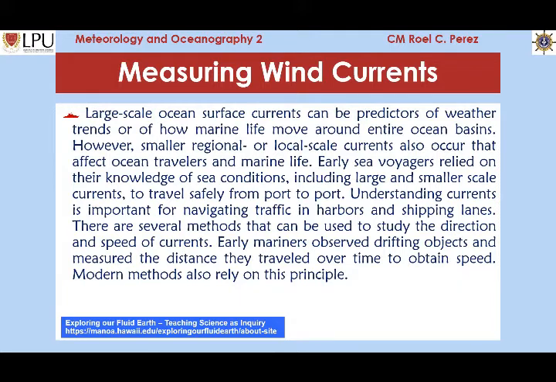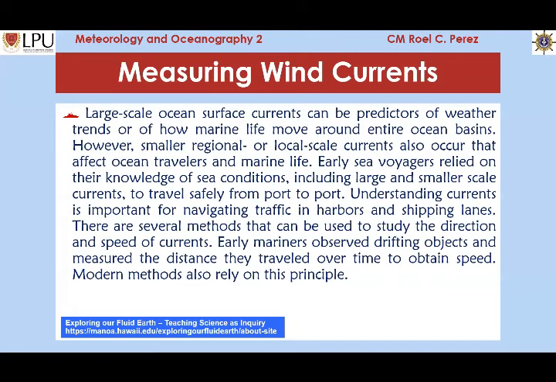Understanding currents is important for navigating traffic in harbors and shipping lanes. There are several methods that can be used to study the direction and speed of currents. Early mariners observed drifting objects and measured the distance they traveled over time to obtain speed. Modern methods also rely on this principle.